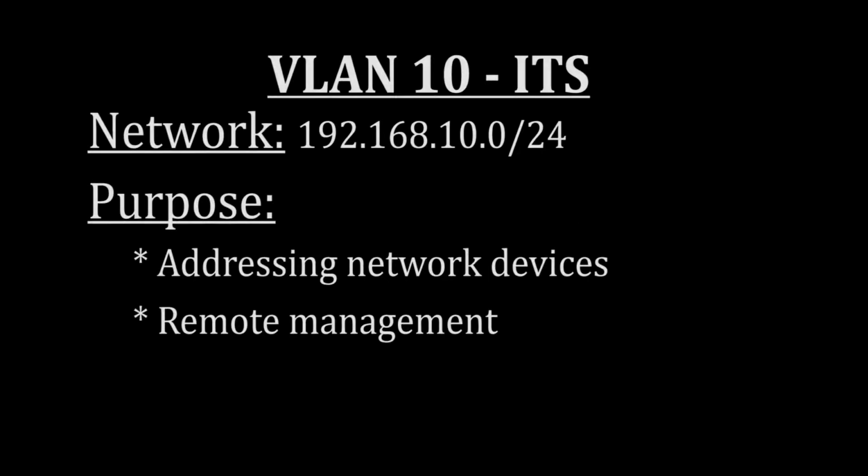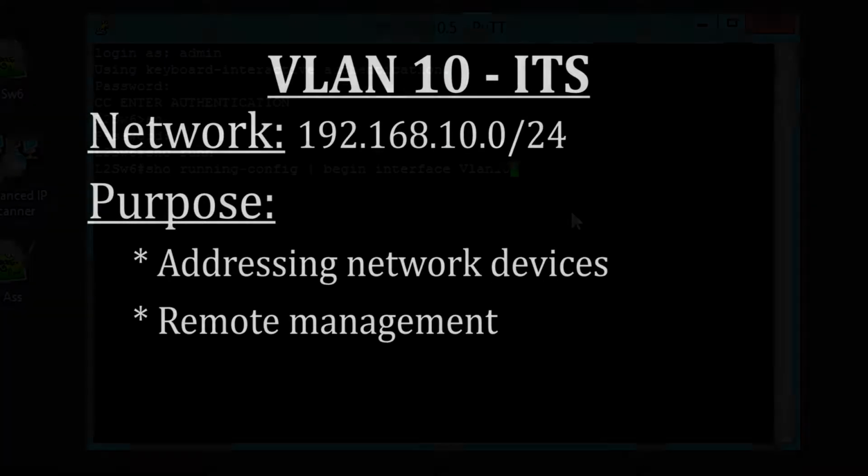The first VLAN we created was VLAN 10, which we named the Internal Technical Services, or ITS, VLAN. This VLAN was given a network address of 192.168.10.0. This VLAN will be used to address all the networking devices within our network. Those switches do not need IP addresses to function. Applying these to the devices provides us with extra benefits such as testing network connectivity, which we saw earlier in the video, and provide us with an option to remotely manage our devices if needed.